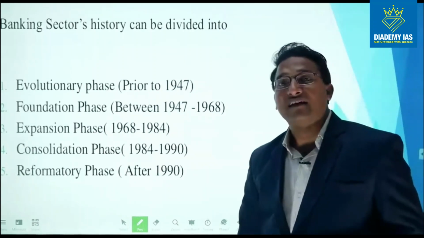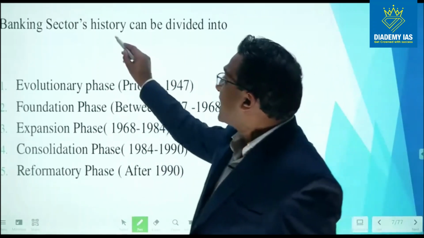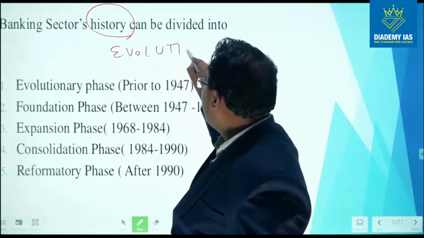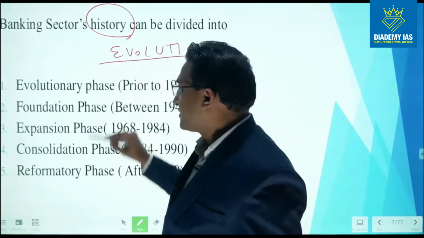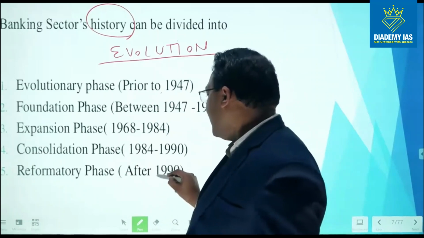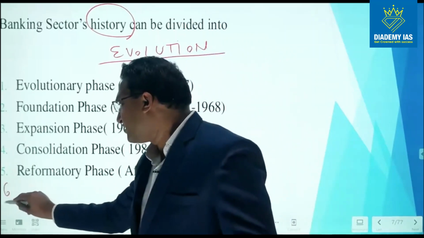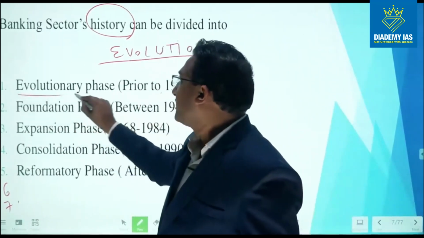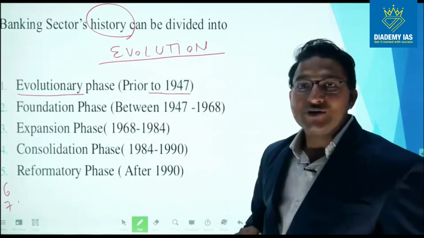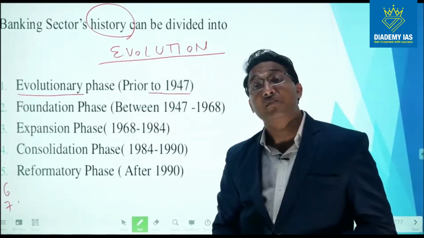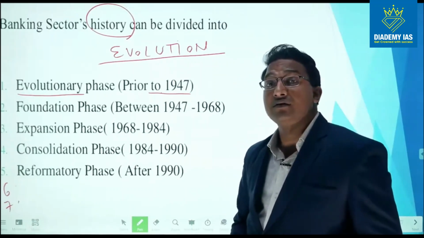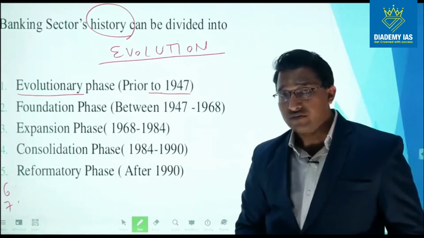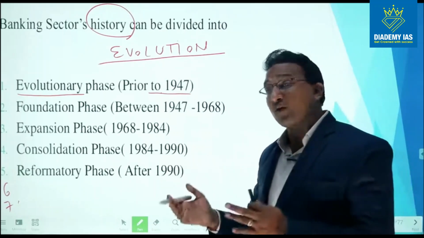Now, the banking sector's history in India. The evolution of the banking sector over a period of time, we can see in different phases. So there are a total of 5 phases, right? And after this we have 2 more phases which we will be discussing subsequently. So the first phase is the evolutionary phase till 1947, right? Till 1947 we were under British control. The banks were mostly privately controlled, and the banking system was good enough to provide a sound foundation for later times.